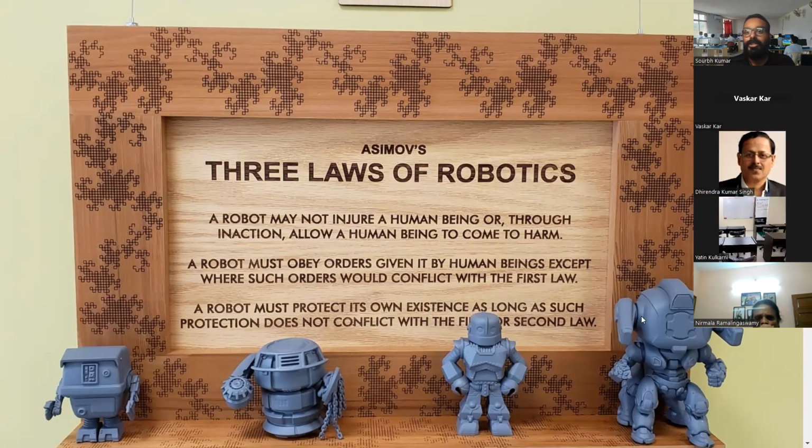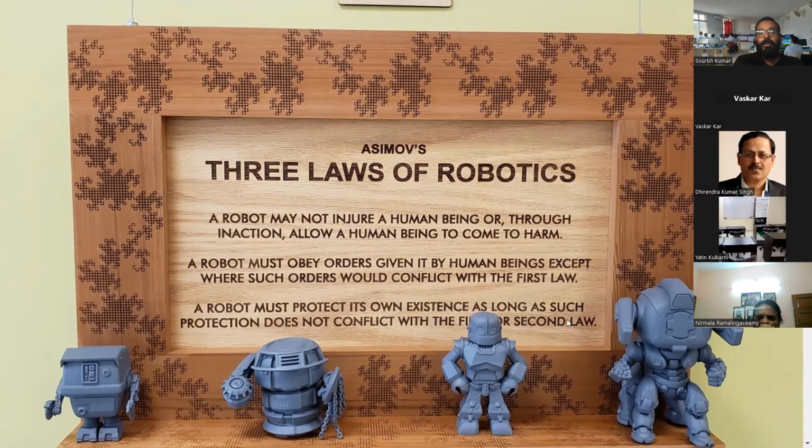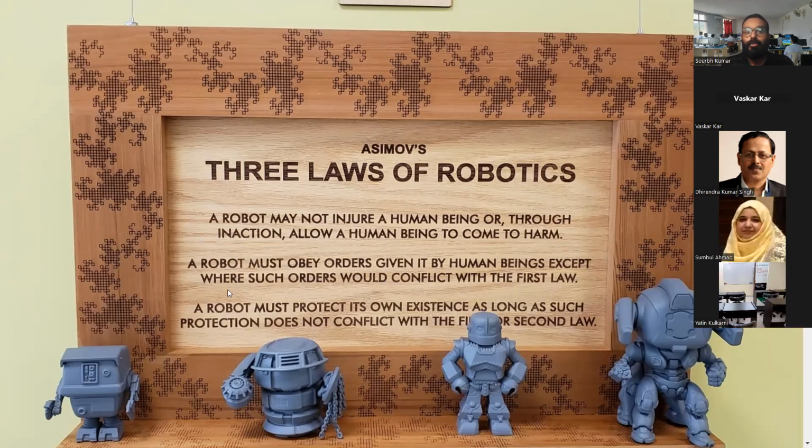For any robotic device, we should not build devices which can harm a human being, or which allow a human being to come near the automation part and be harmed. The second law is that a robot must obey orders given to it by human beings, except where such orders would conflict with the first law.